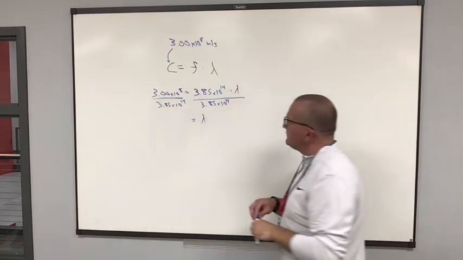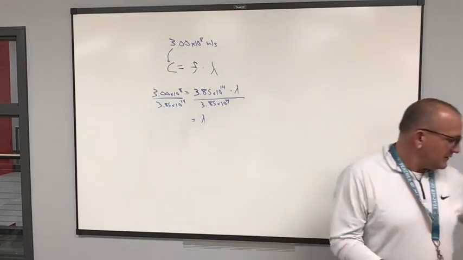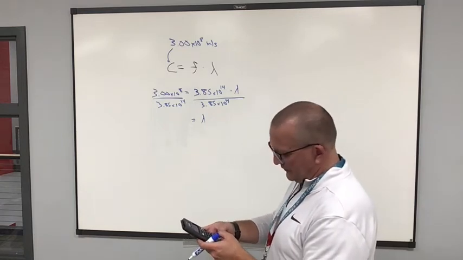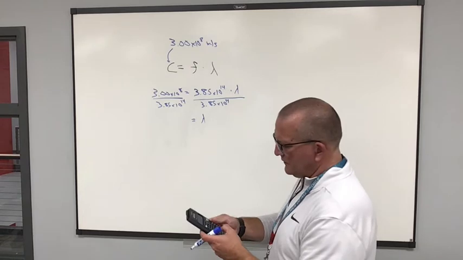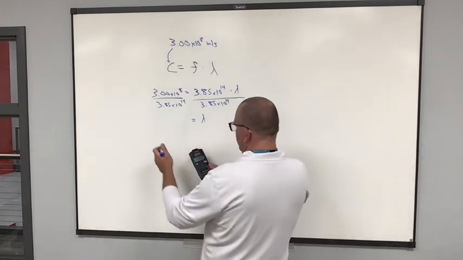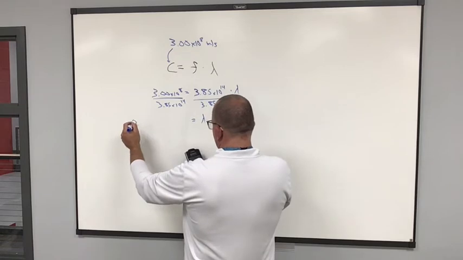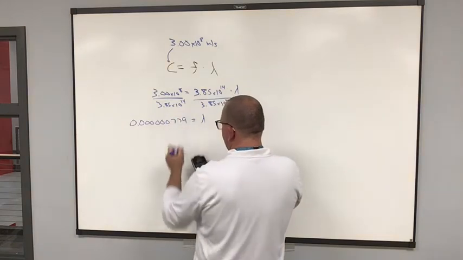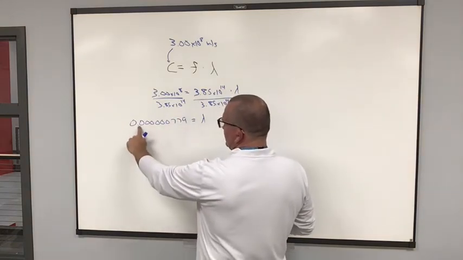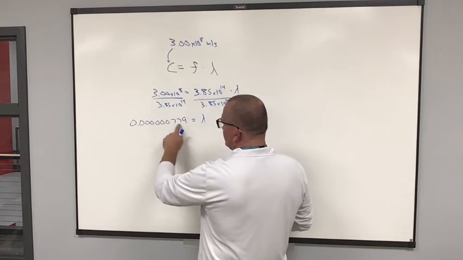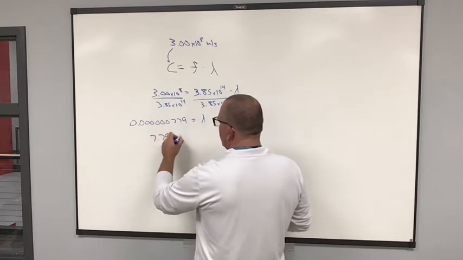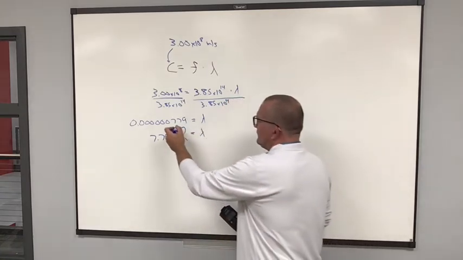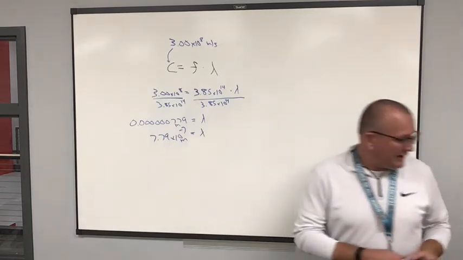And I get wavelength. On the calculator, 3e8 divided by 3.85e14, and I get a really, really small number. I'm going to write it out two ways. It's like there are 6 zeros before the digits. Or I could write it in scientific notation by moving the decimal 7 places. But either way, it's meters, and either answer is fine.